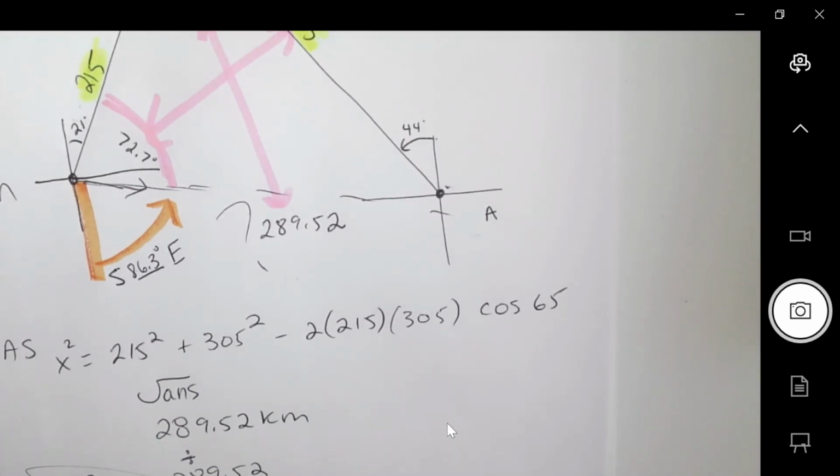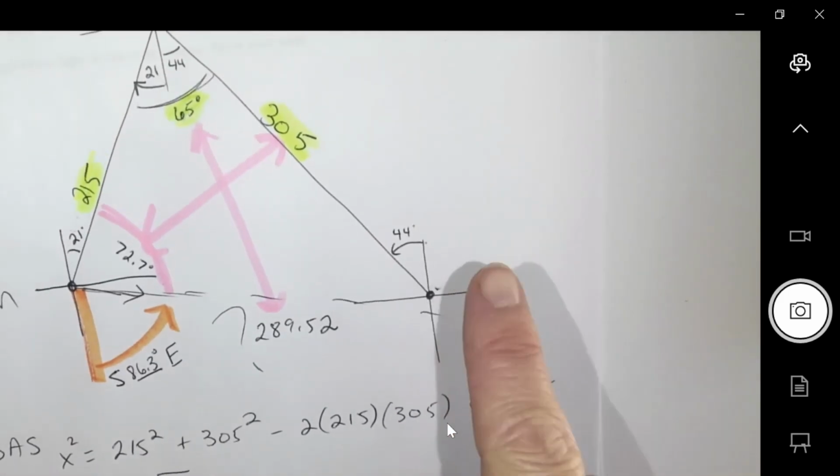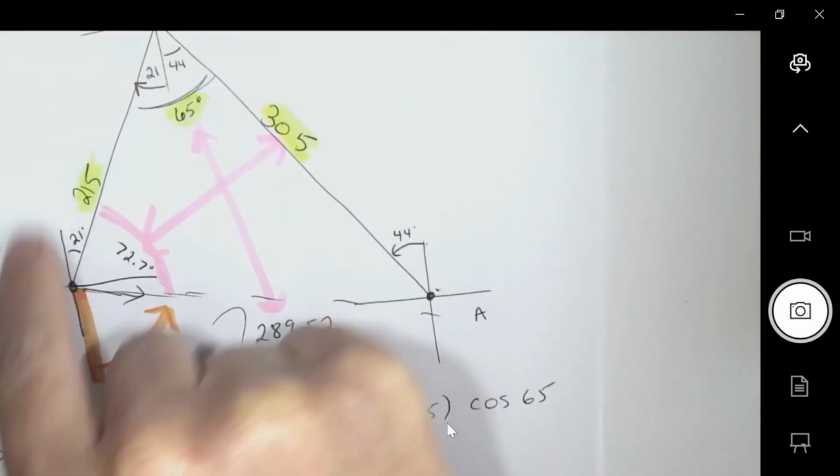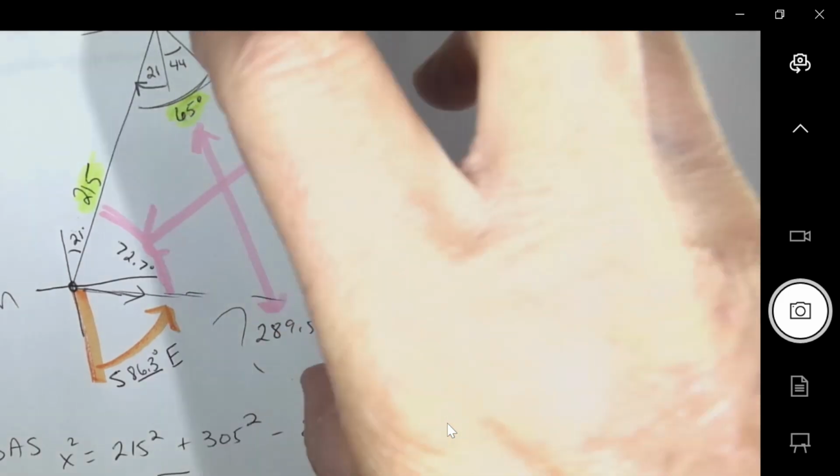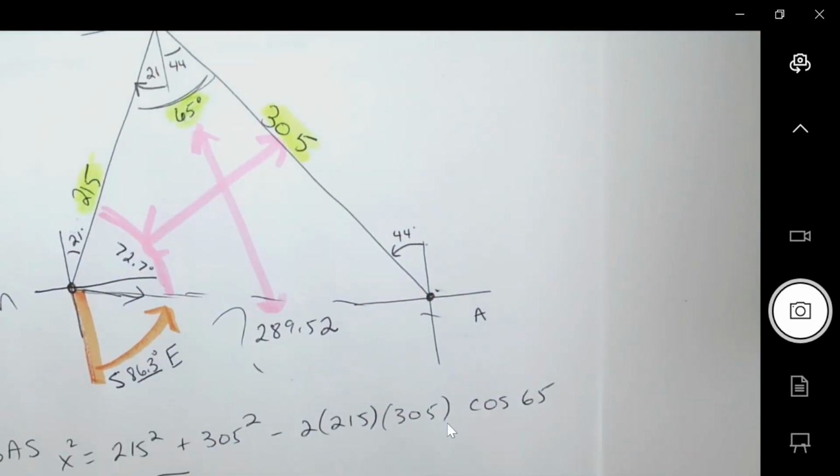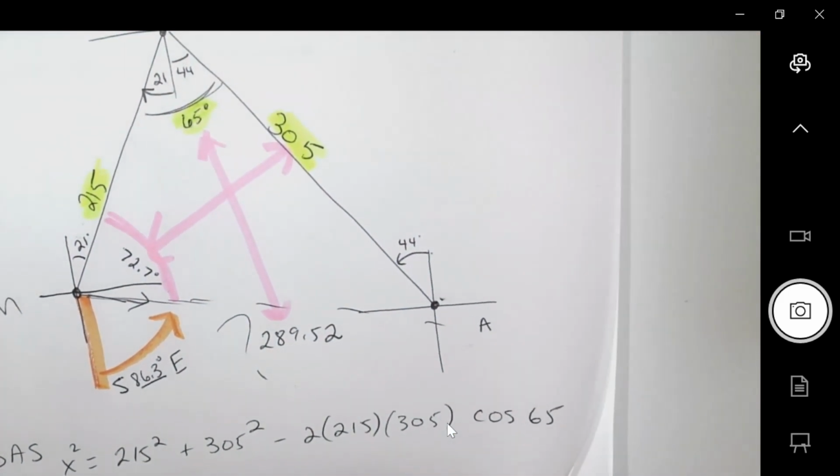Okay, so this is going to be on your test. Make sure we're doing the flip-flops of any angles we can. You're going to have to use cosine law and sine law all within that question.